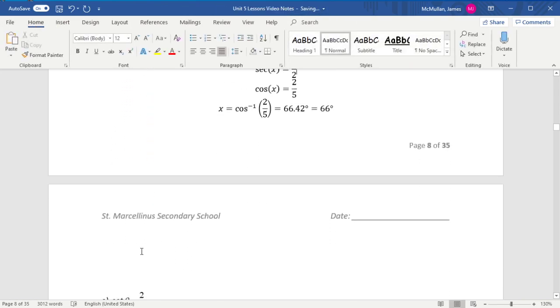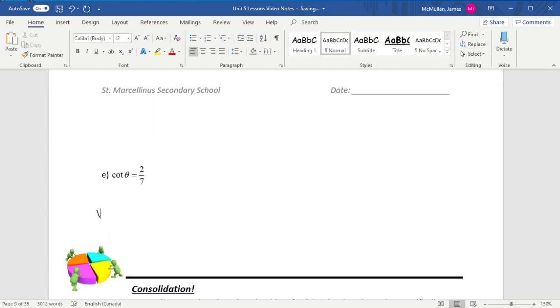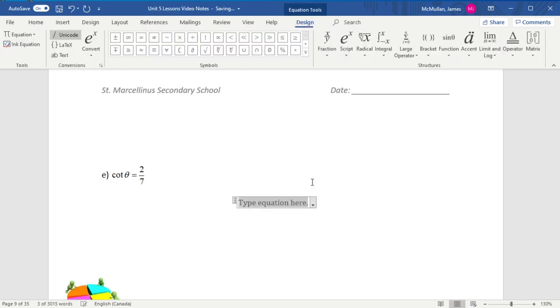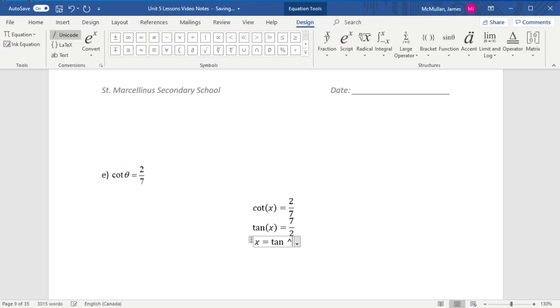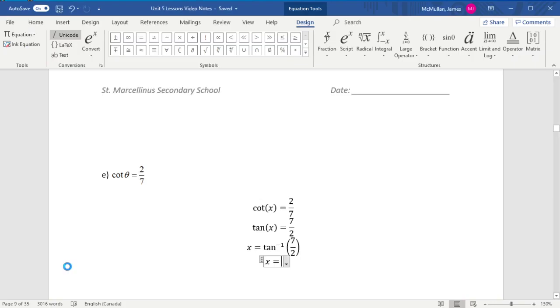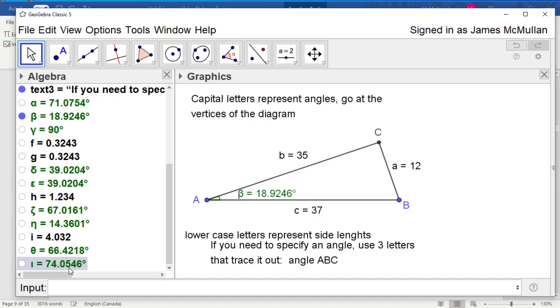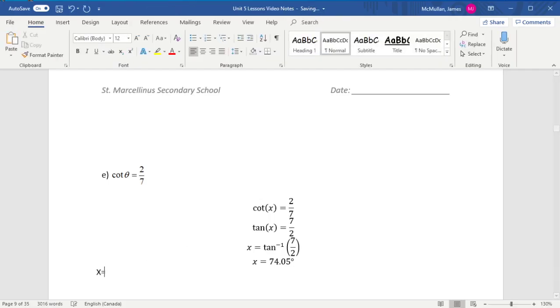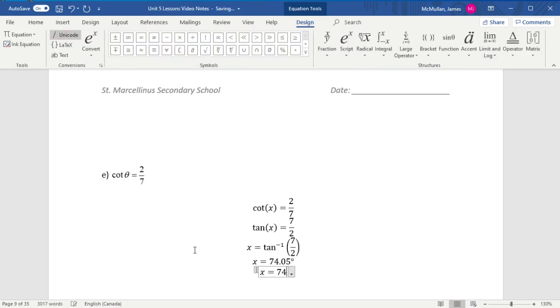Okay? Last question, it says cotan of 2 over 7. So cotan x equals 2 over 7. Therefore, tan x is equal to 7 over 2. Therefore, x is equal to inverse tan of 7 over 2. And therefore, let's do inverse tan 7 over 2. We get 74.05 degrees. And therefore, x is equal to 74 degrees.